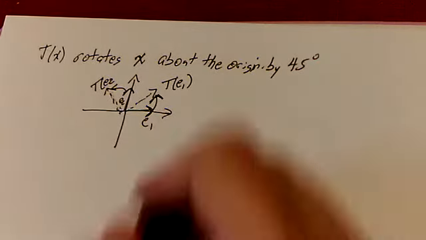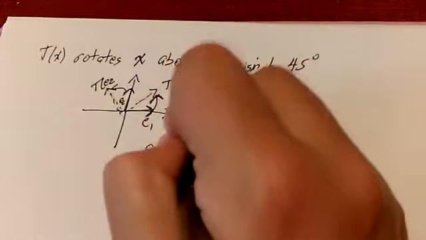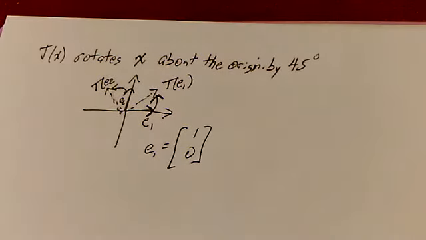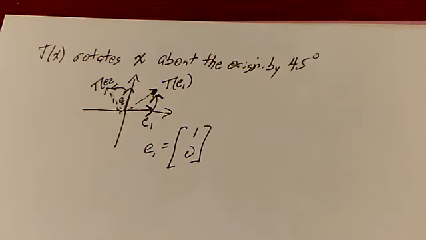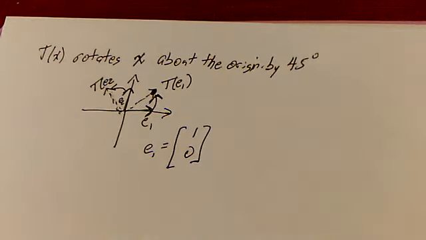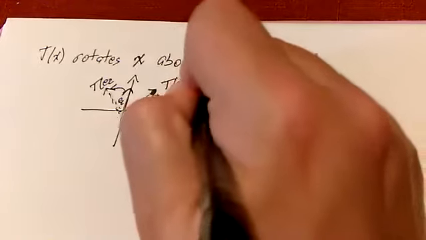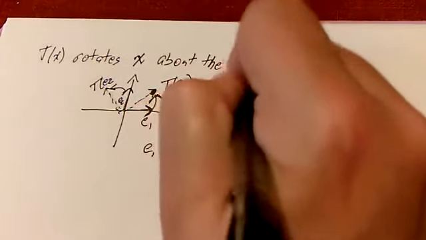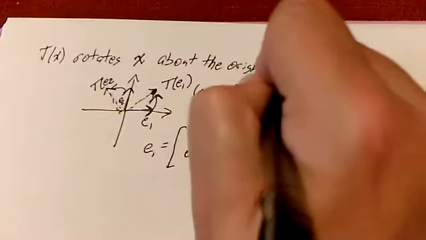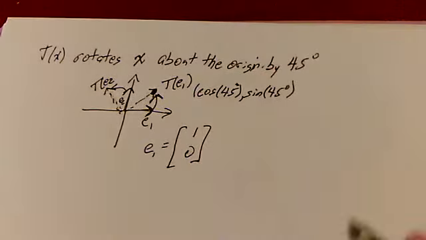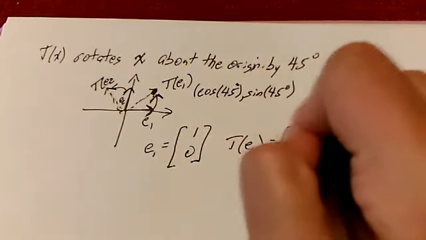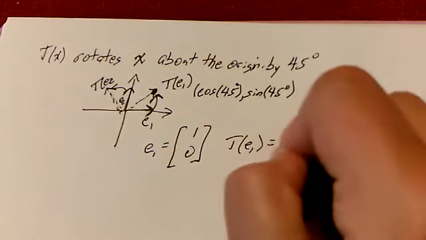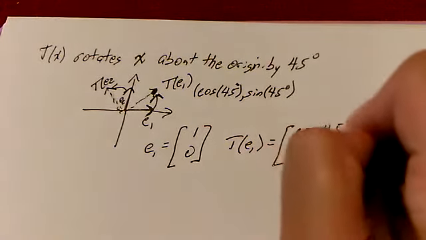So let's look at what the points were. E1, remember, is (1, 0). Its new point is going to move 45 degrees. So think about what you know. It's a unit vector. We actually rotated it along the unit circle. If I rotate it along the unit circle, I know the x-coordinate is the cosine of 45 degrees and the y-coordinate is the sine of 45 degrees. So T of E1 is going to be (cosine 45 degrees, sine 45 degrees).